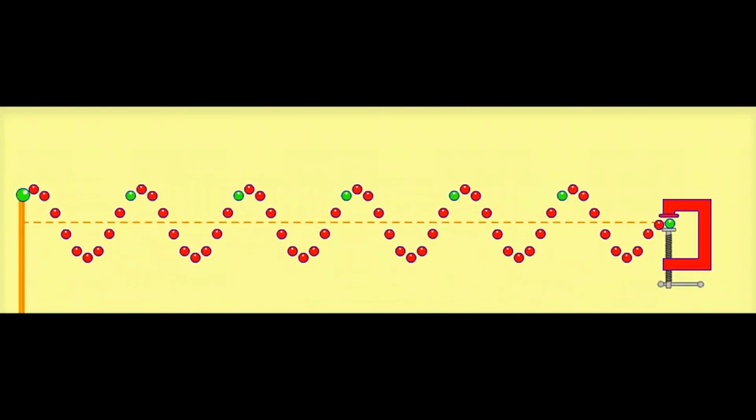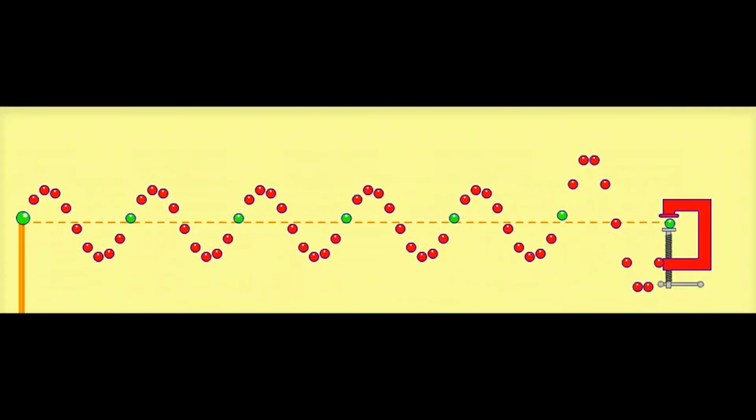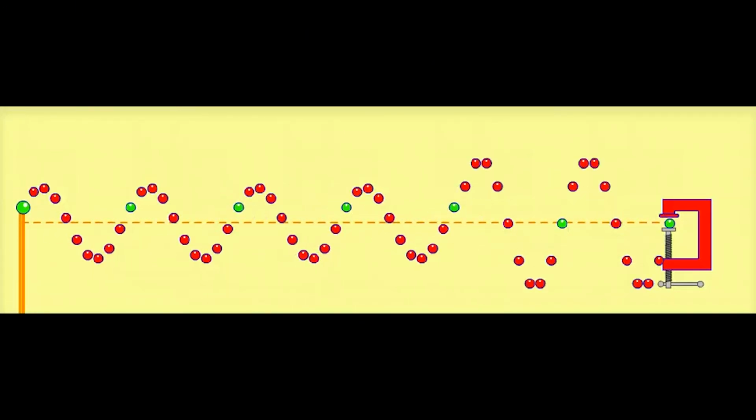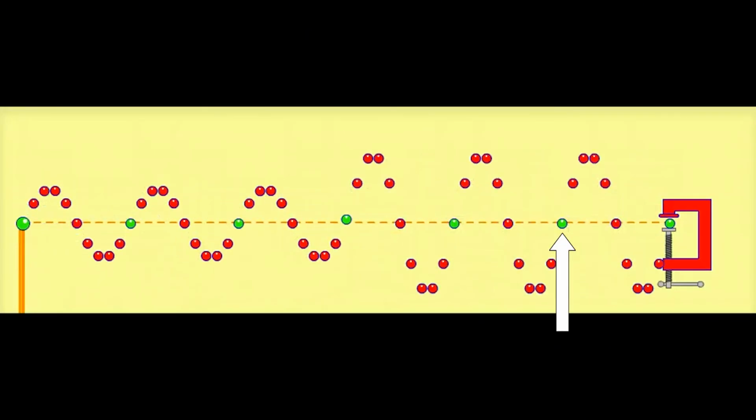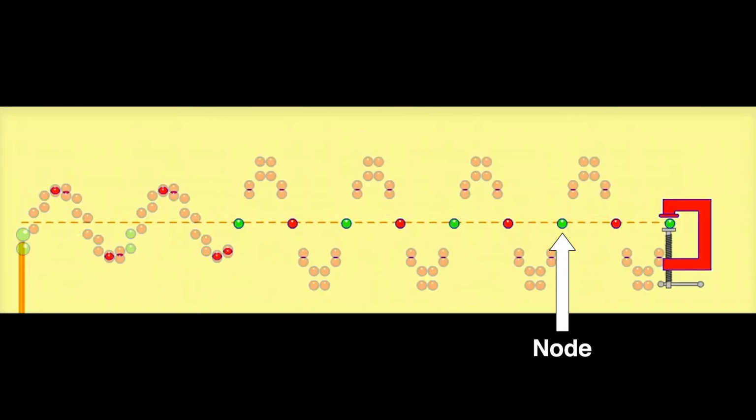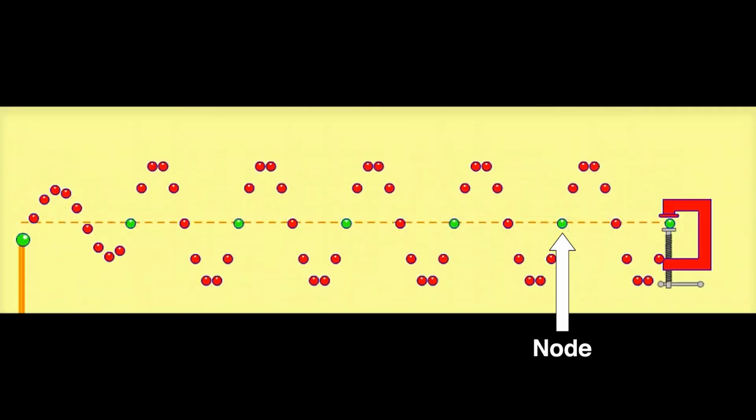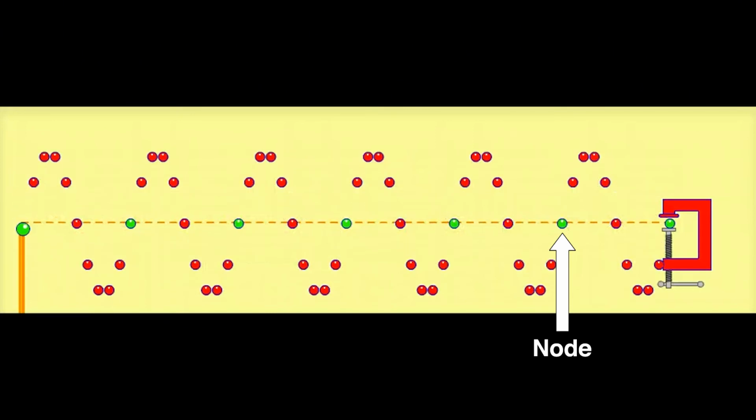At the points where they interfere destructively, the medium particles do not vibrate at all. These are called nodes. And at points where they interfere constructively, the medium vibrates with twice the amplitude of each individual wave. These points are called antinodes.